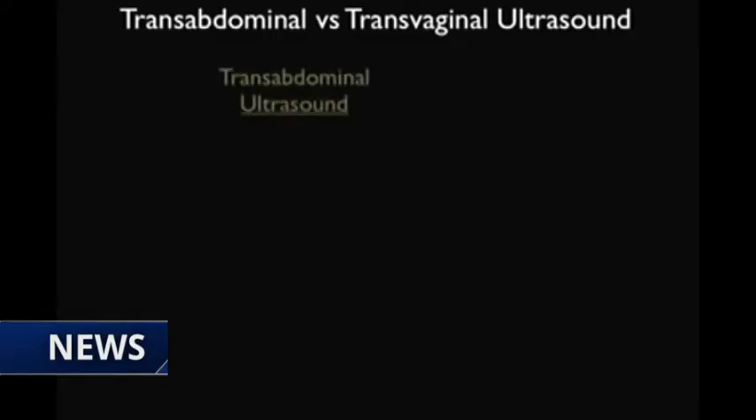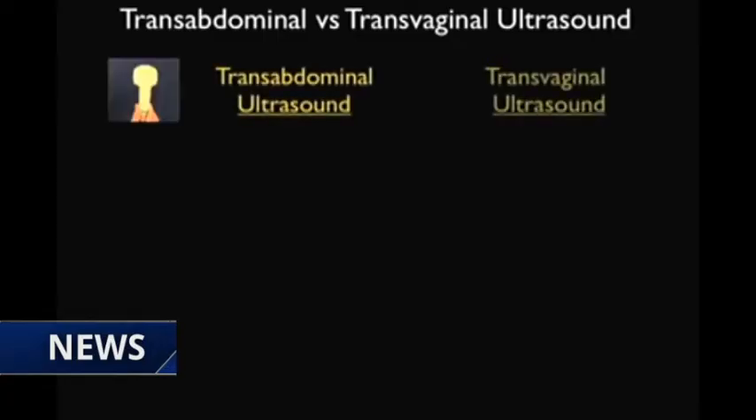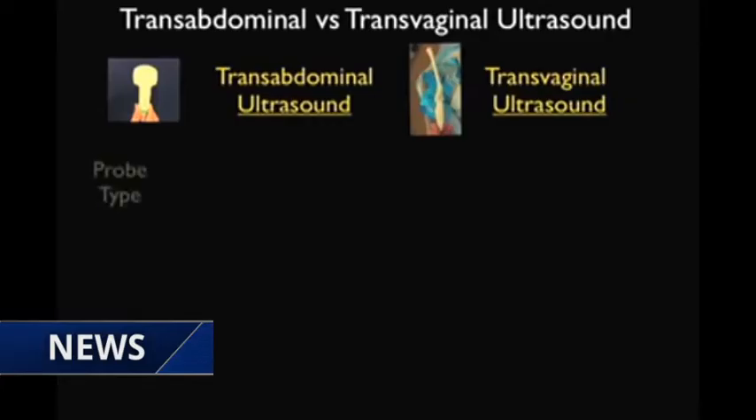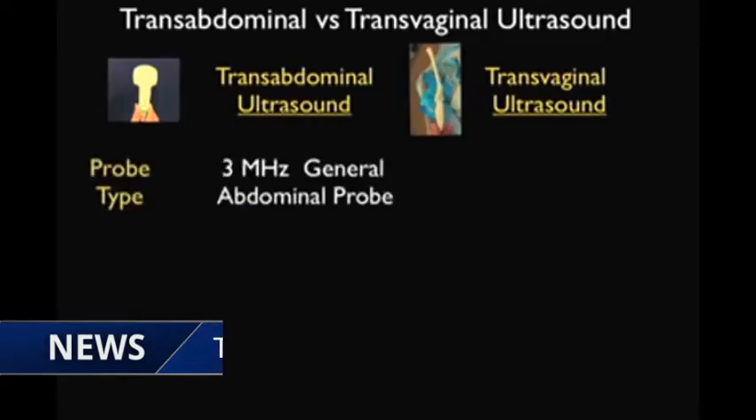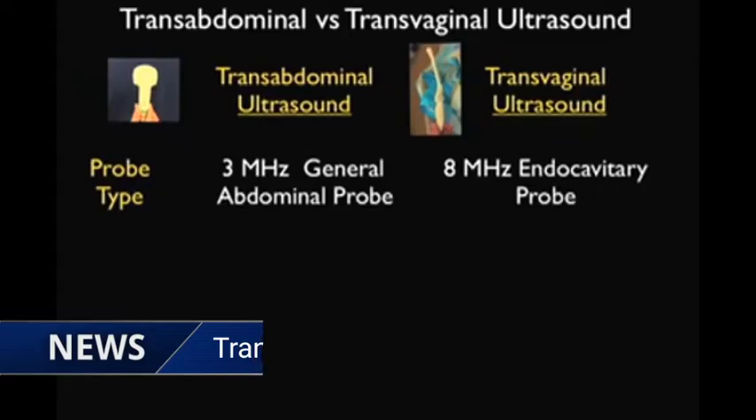Now let's move on to the differences between transabdominal versus transvaginal ultrasound for investigation of pathology or an intrauterine pregnancy of the uterus. Here we see the benefits of transabdominal ultrasound to the left and transvaginal ultrasound to the right. For transabdominal ultrasound, we'll be using a 3 MHz general abdominal probe, a lower frequency than we'll be using for the transvaginal ultrasound approach. Usually for transvaginal ultrasound, we'll be using an 8 MHz endocavitary probe that cycles at a higher frequency than the general abdominal probe.